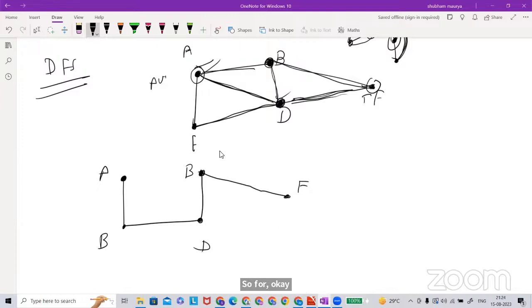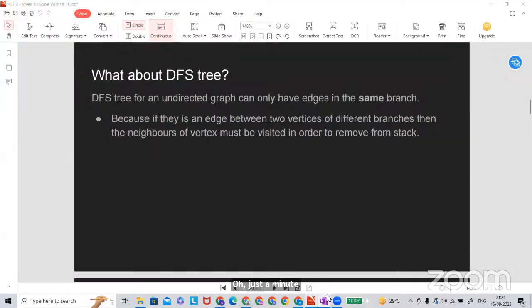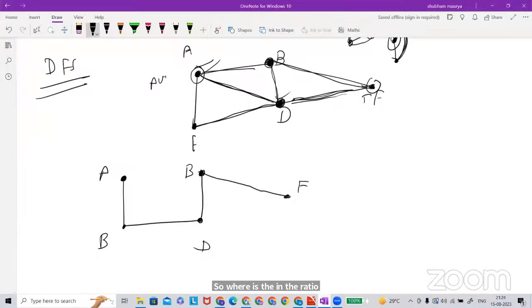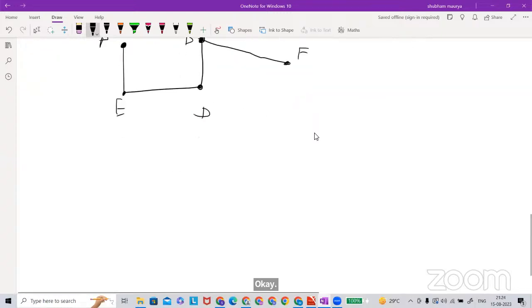Just a minute. So where is E in the tree, sir? Sorry. You haven't drawn E in the tree. Oh, here is node E. This one is E. Now, there is a possibility of edges. I have to take another example.